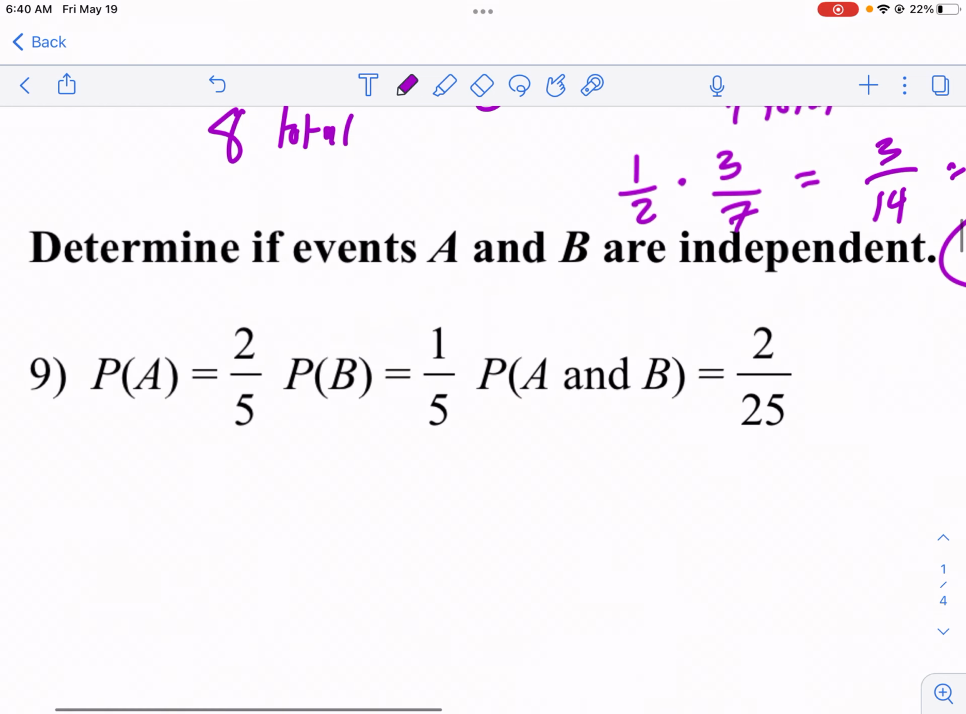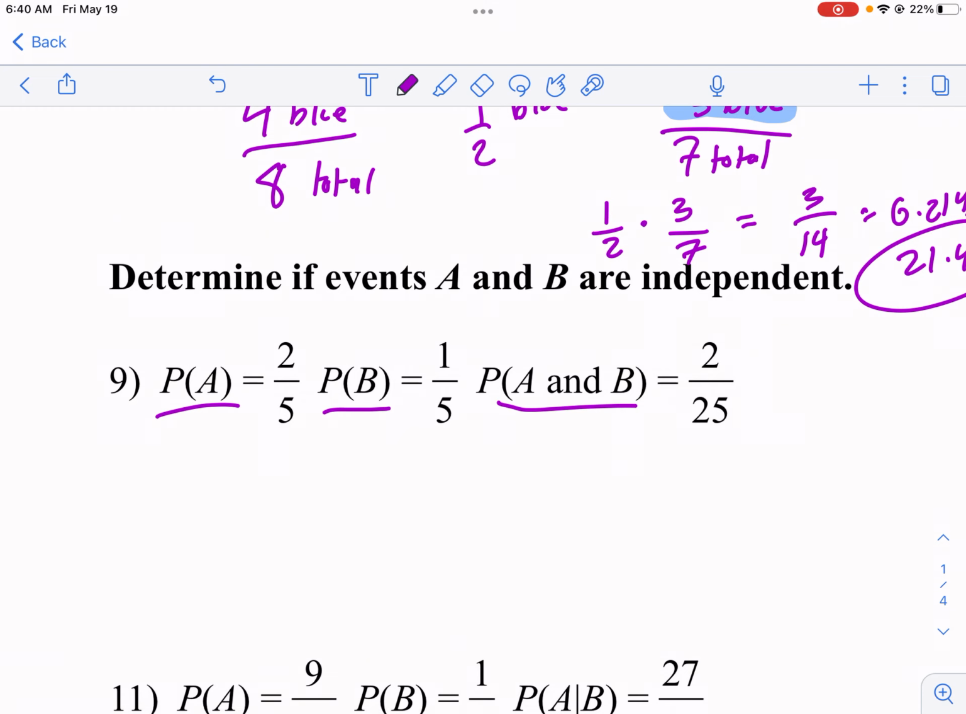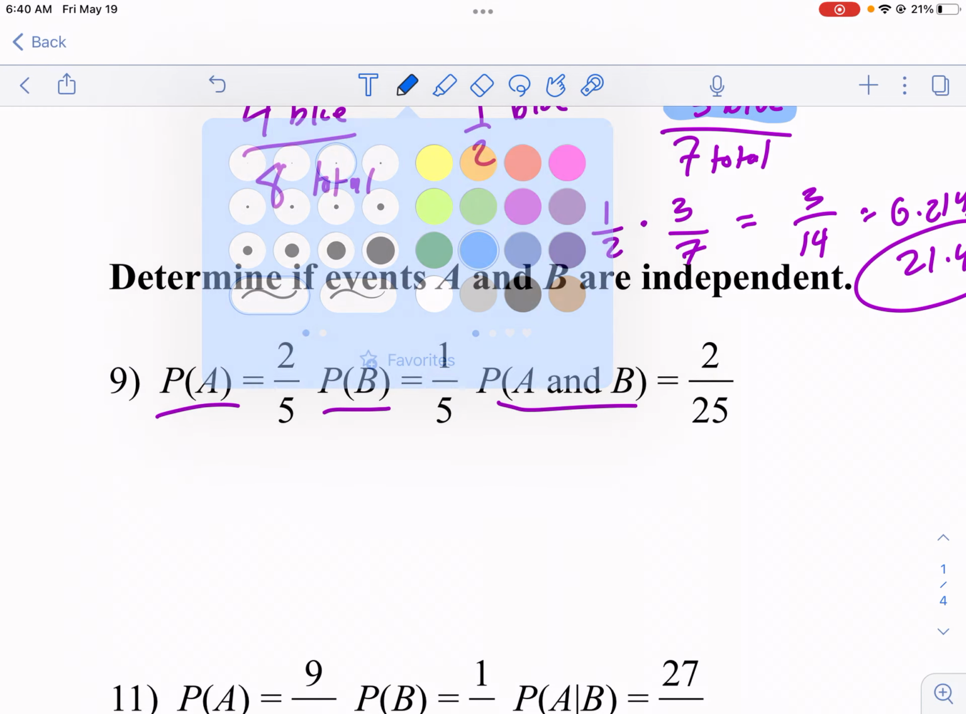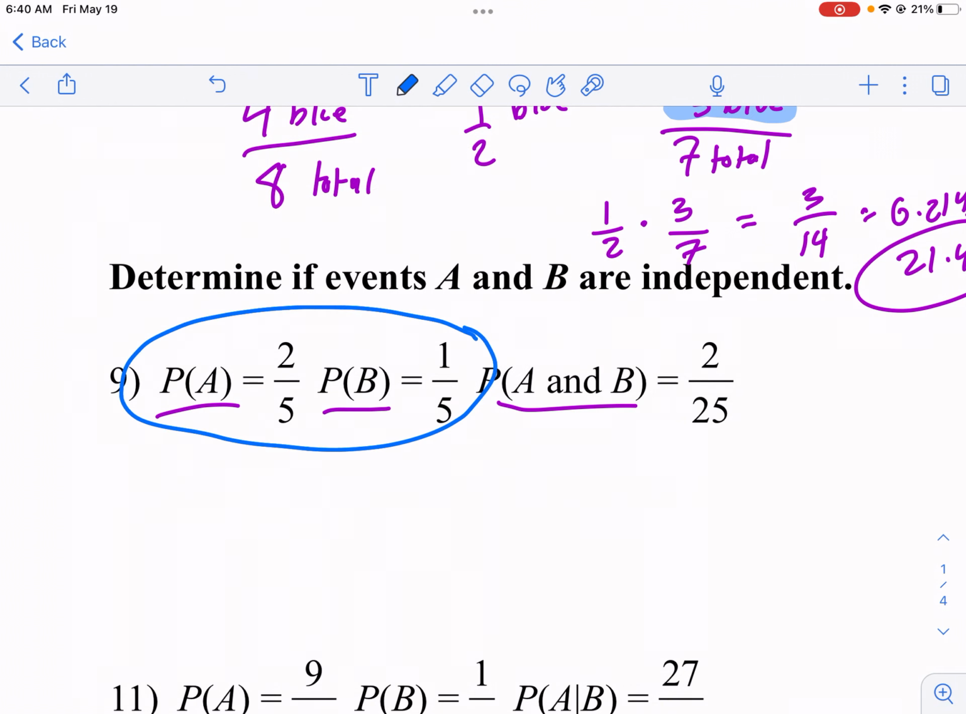All right, now down here, it's very similar to what you did above. It just gives the probability of event A, the probability of event B, and the probability of both those events happening together. Okay, so if they are independent, then if we multiply these two, this is the property of math that proves that events are independent. If we multiply events A and B, and it equals the probability of A and B, then we know it's independent. If it doesn't equal, then it's not independent.